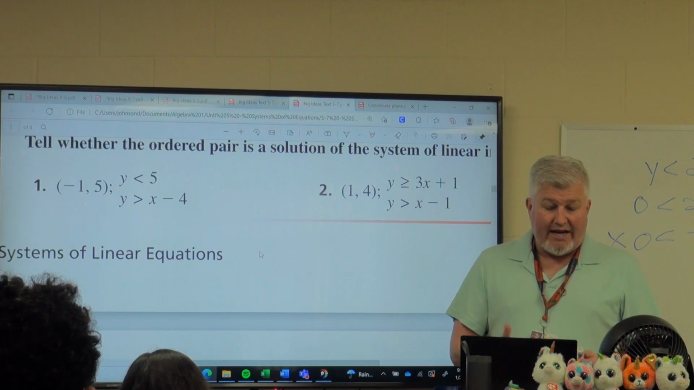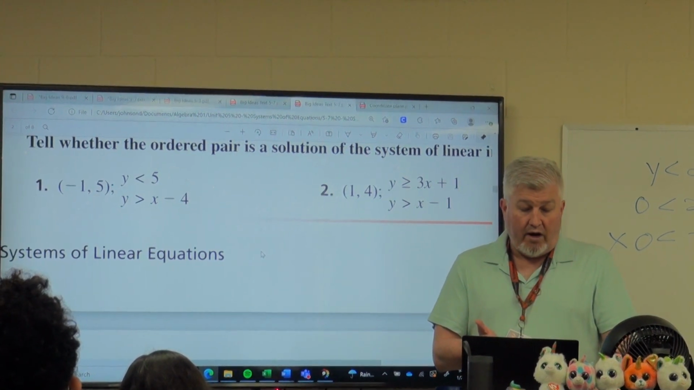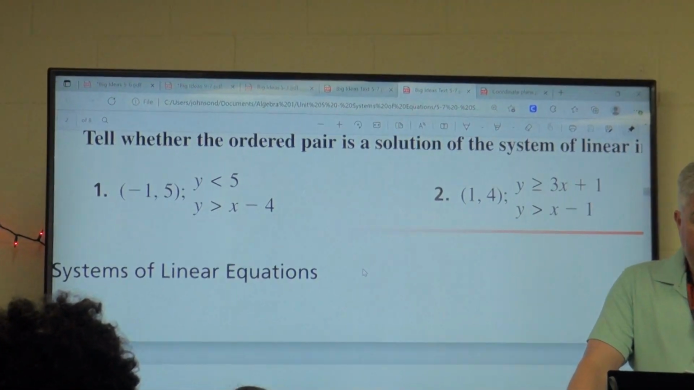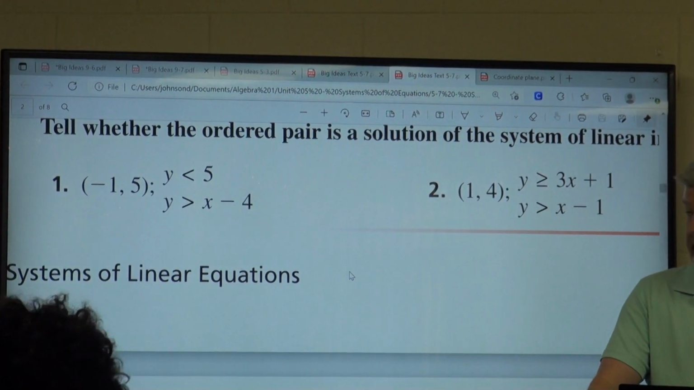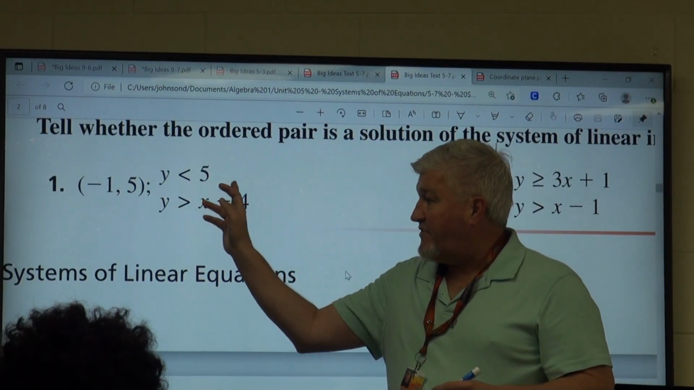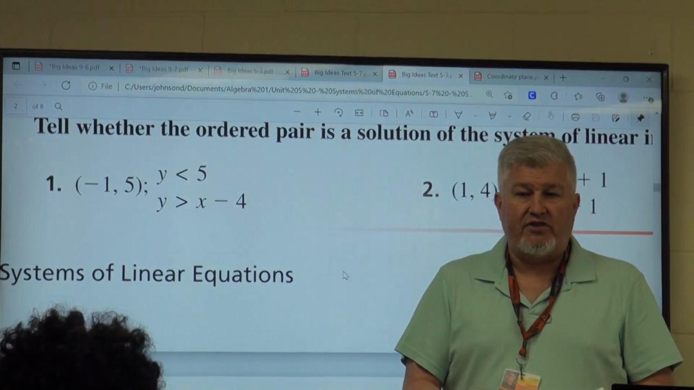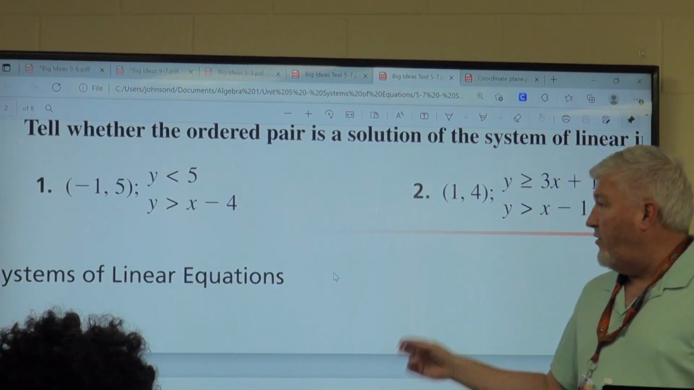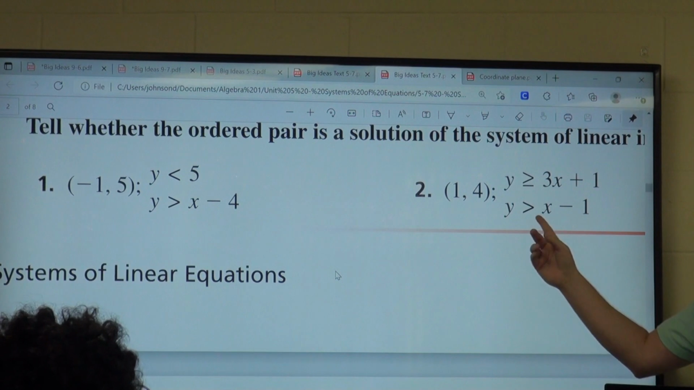Okay, so we're going to check these. I'm just going to check them quickly verbally. You should have it written down. So number 1, the coordinate pair is (-1, 5). And so you ask yourself, is 5 less than 5? Literally, there's no x value in this first one, so you just put the y value in. Is 5 less than 5? Of course it's not, so that's failed already. You can skip and move past that one. So number 2, it's (1, 4). Plugging those in, let's check the easiest one first.